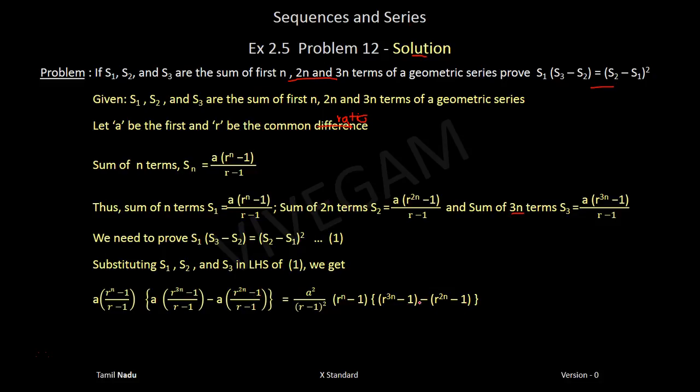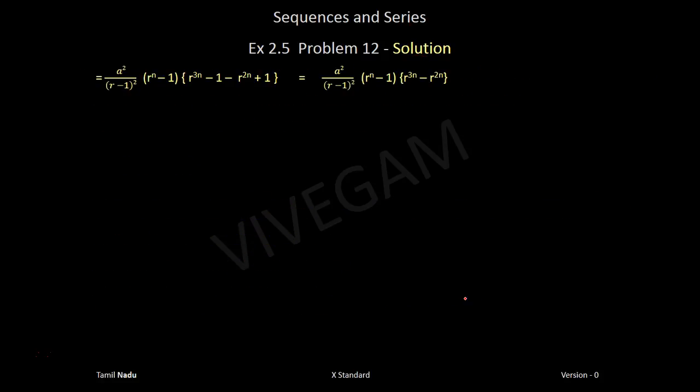Now if you open this bracket, what will happen? This will be R to the power of 3n minus 1 minus R to the power of 2n. This will become minus of minus plus 1. So this minus 1 and this plus 1 will get cancelled in the next step. Okay, so when you open the bracket, we got this A square upon R minus 1 the whole square, R to the power of n minus 1 and R to the power of 3n minus 1 minus R to the power of 2n, and this minus of minus, which I explained earlier, became plus 1.